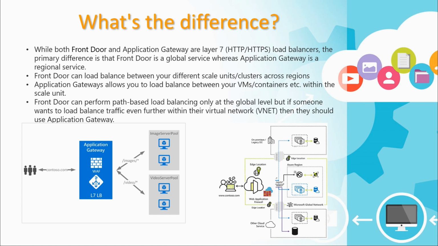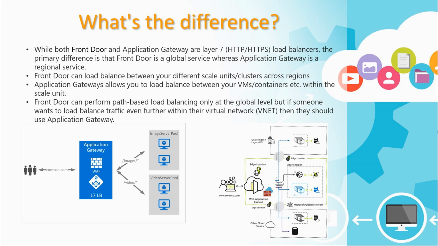Front Door does what's called path-based load balancing at a global level, oriented towards people being all over the world, whereas your Application Gateway is geared towards regional. It's perfect for specific VNets that are tied to a regional area, where you need to route traffic to that. So that's the idea.